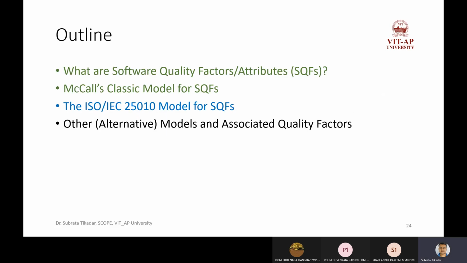So these are all the factors which are present in McCall's classic model or basic model of software quality factors. Now we will learn the ISO IEC model. The IEC stands for the International Electrotechnical Commission.